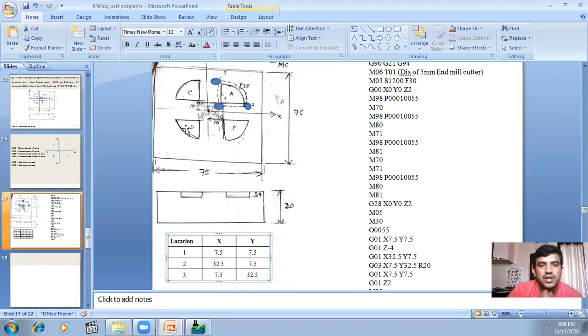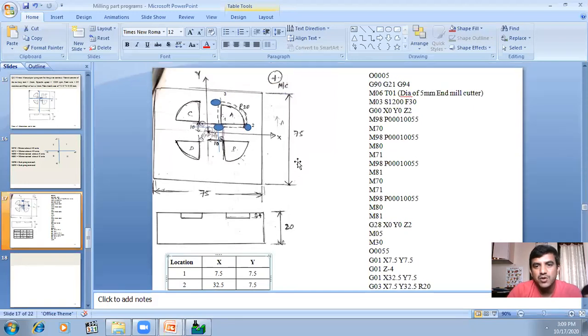Then you go for the mirroring command. See how you start the program. Always you start the program with the letter O, followed by a 4-digit number, that is 0005. We are writing the 5th program.